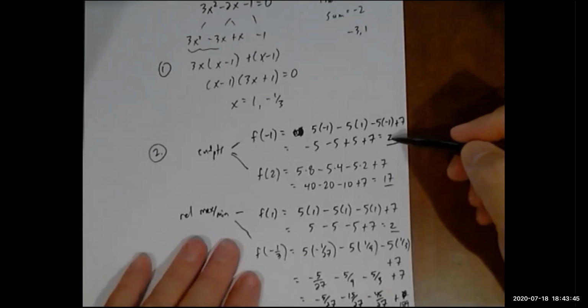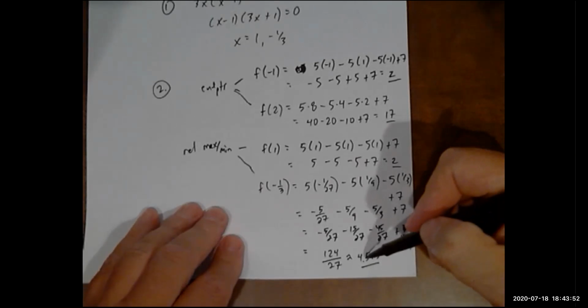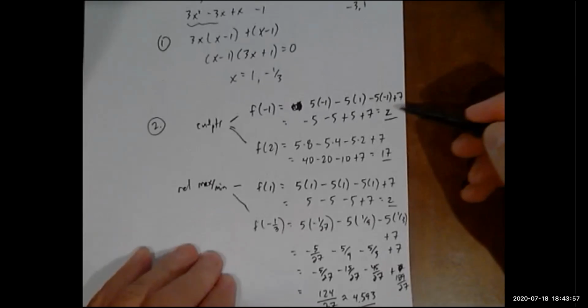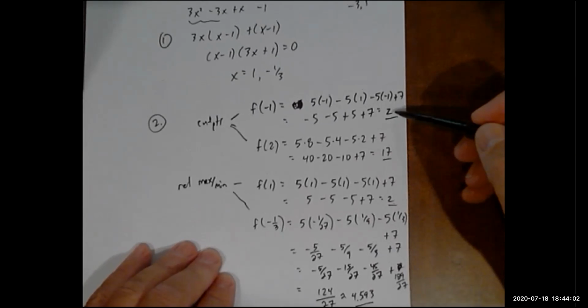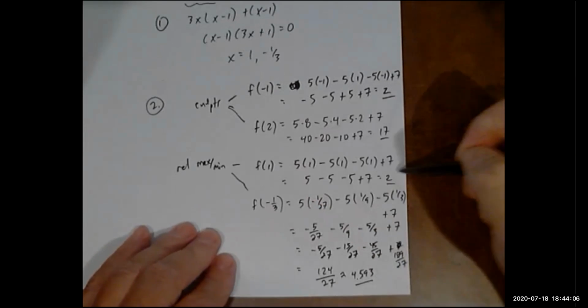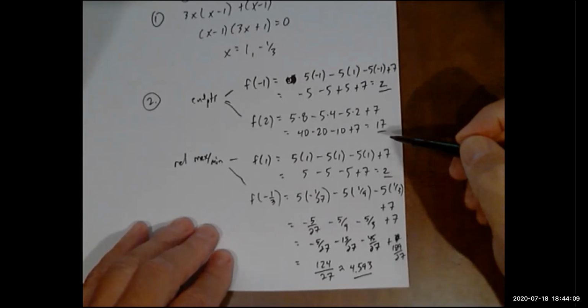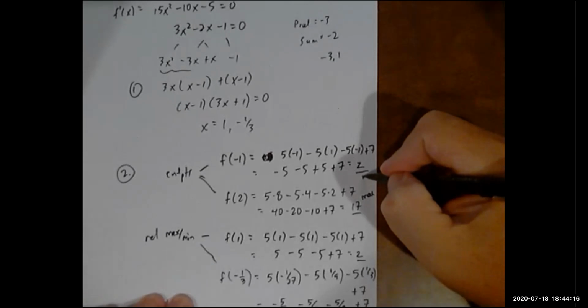For the endpoints, I got 2 and 17. From the maxes and the mins, I got 2 and around 4.6. So just looking at the minimums, I have 2 different points that gave the lowest value. The lowest value is 2 at -1 and 1. The highest value looks like it's here at 17. So it looks like that's the max. The min, there's sort of a tie.